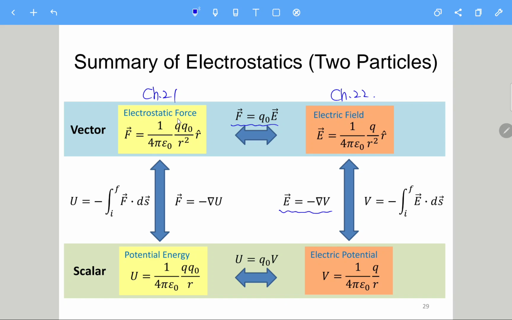So if you go from the electrostatic force to here, which means that you have gradient U. Minus gradient U is the F. So they share a similar structure of mathematical equations.